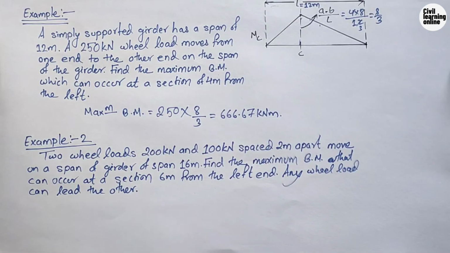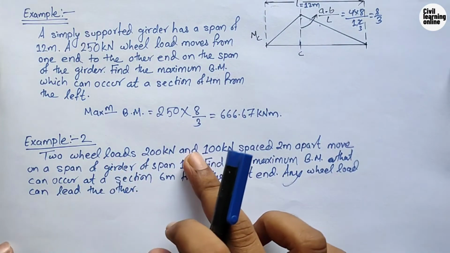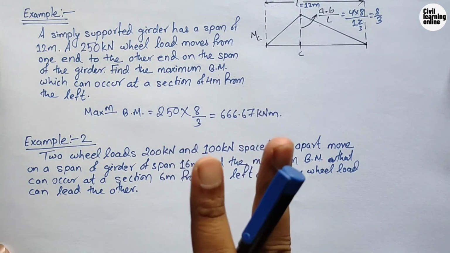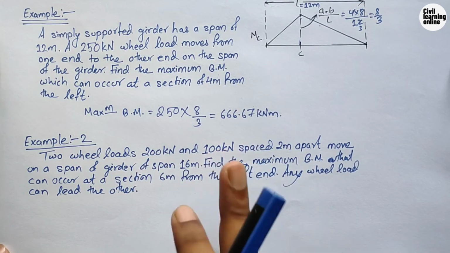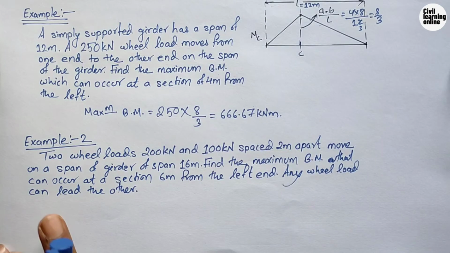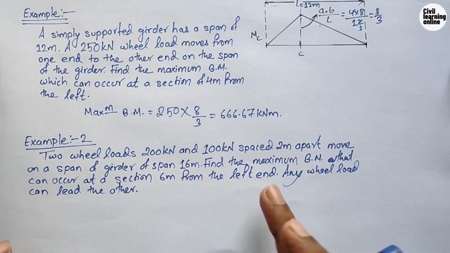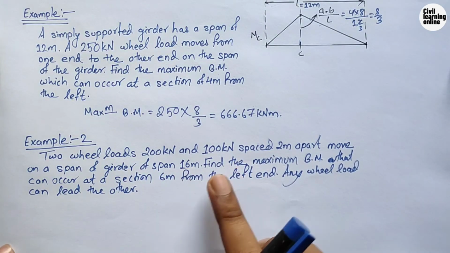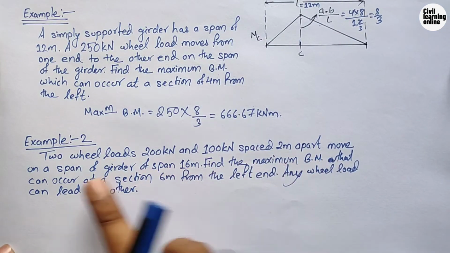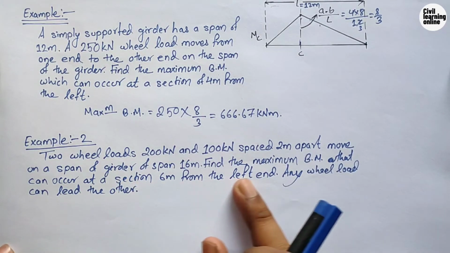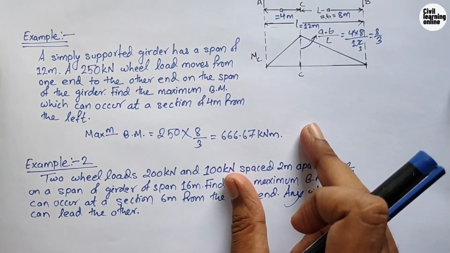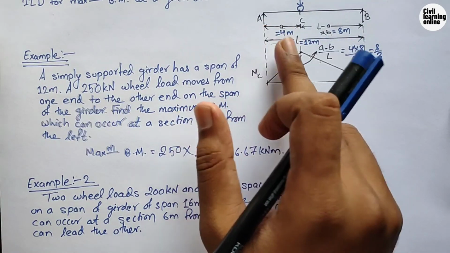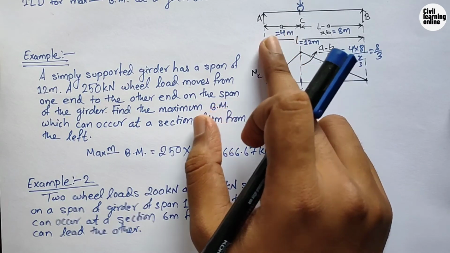So guys, here the question is: two wheel loads of 200 kilonewton and 100 kilonewton are spaced 2 meter apart, which means there are 2 point loads, 200 kilonewton and 100 kilonewton, with a spacing of 2 meter between them, on a girder of span 16 meter. These two loads are moving on the girder of span 16 meter, and we are asked to calculate the maximum bending moment that can occur at a section 6 meter from the left end. So we will have the value of A equals 6 meter.